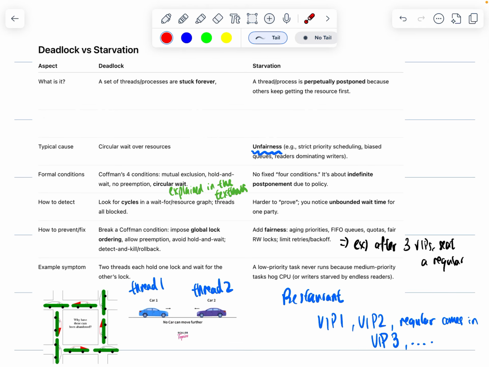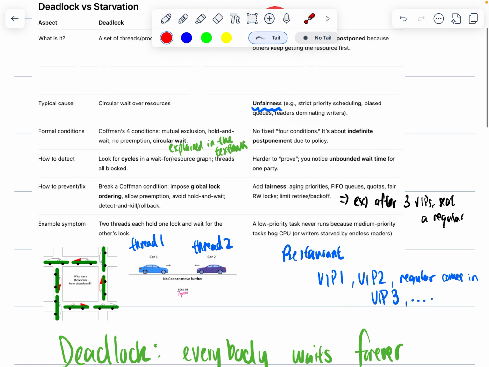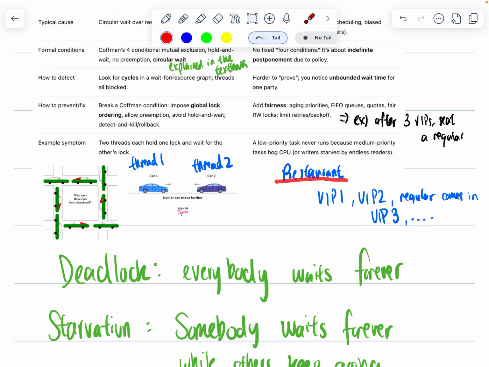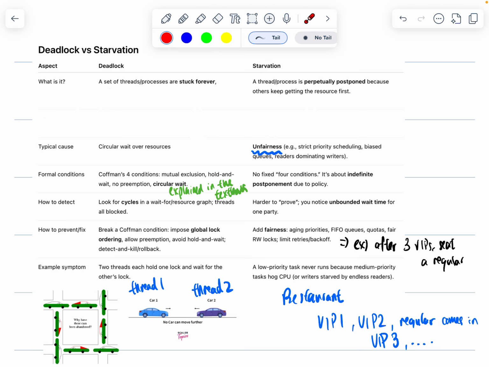So what is the typical cause? Oh, sorry. For starvation, the example would be like you're in a restaurant, with multiple VIPs and regular people coming in, but then the VIPs keep coming. If the restaurant had a policy where the VIP is always more important than regular people, then the regular people would never be able to sit at the restaurant. So this regular person will be starved. So that's the analogy.